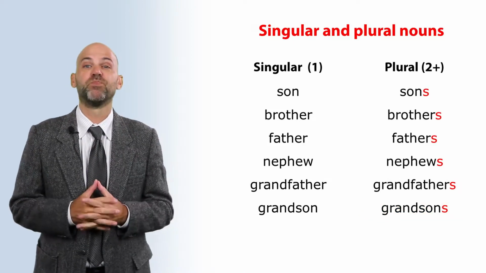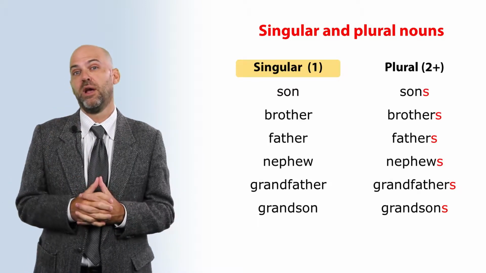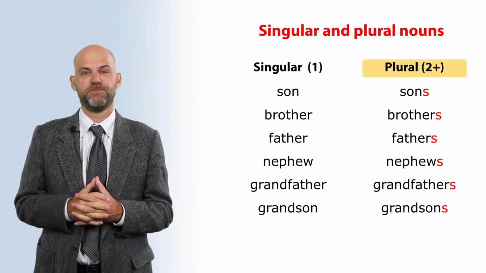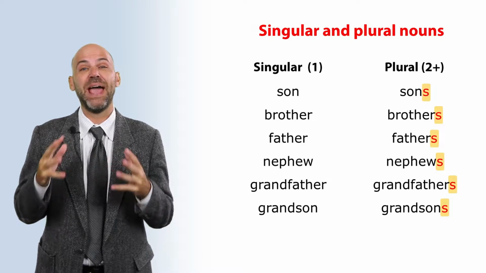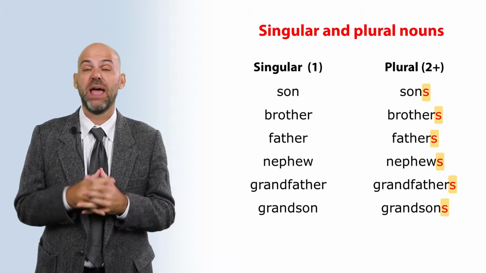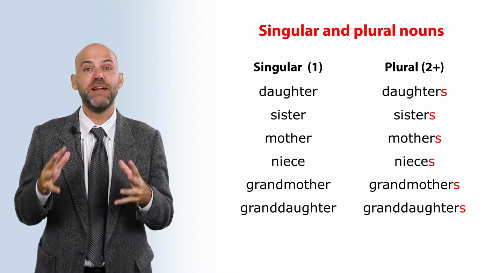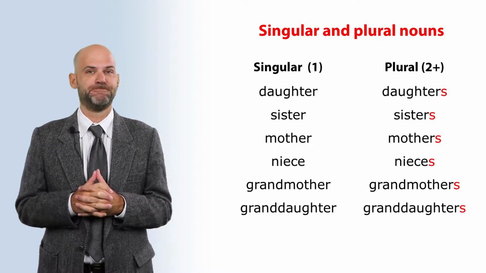Good job. Singular means one. Plural means 2 or more. Most plural nouns are formed by adding an S to the singular noun. Next, let's look at female family members. Repeat after me.